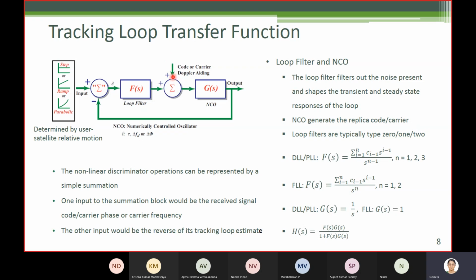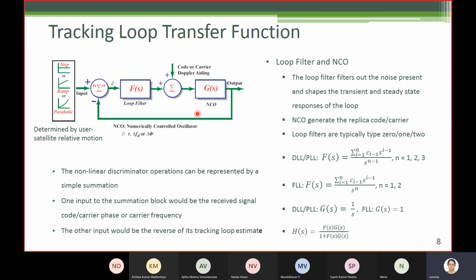So if this external information comes, then the task of the loop becomes easier because it does not have to track all the changes on its own. It is getting some aiding. So whatever error is there in the aiding, only that residual part has to be tracked by the loop on its own. So in that case, it can reduce the bandwidth and eliminate noise more. This way, by providing external aiding, we can make the loop operate better.